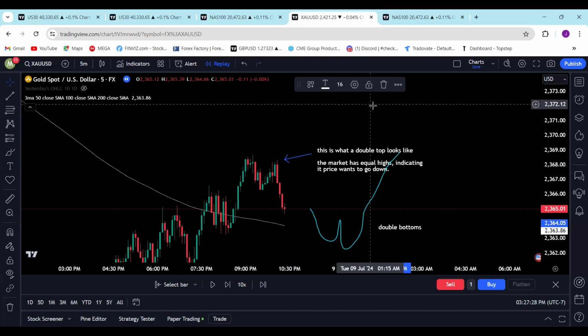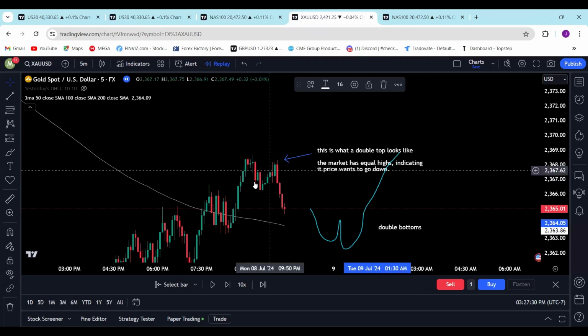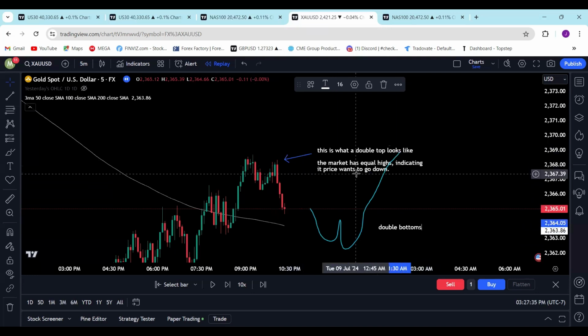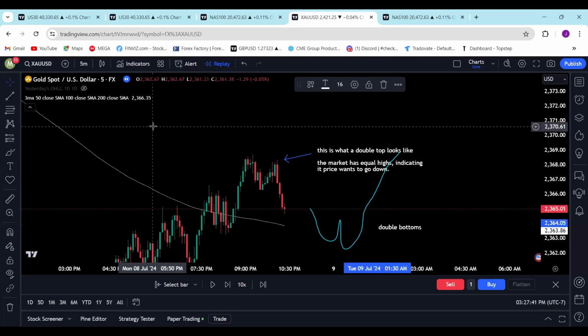Yeah, I don't get in for a buy when I see a double top, and I don't get in for a sell when I see a double bottom, because I've lost so many times where I see a double bottom and I get in for a sell and I lose. And it's just a reoccurring thing, guys.